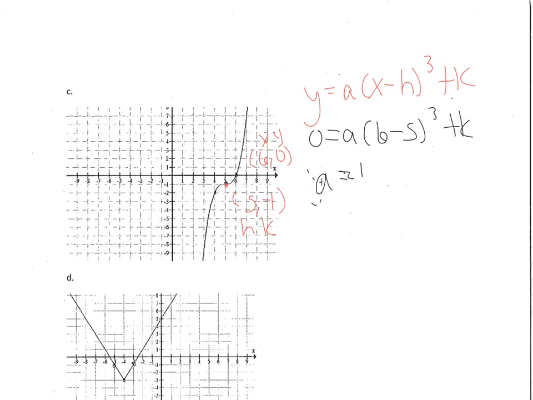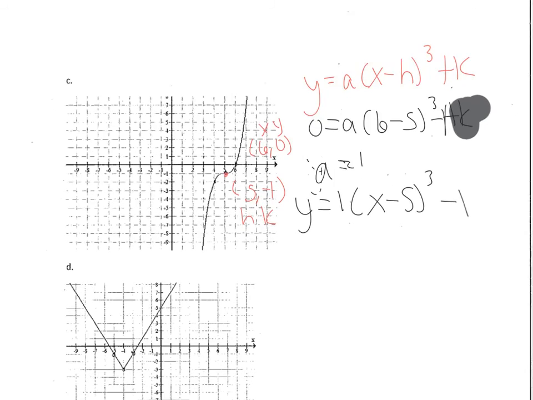So my actual equation is y equals 1 parentheses x minus 5 cubed, and I shouldn't have put k here. I should have put plus 0. No. Minus 1. So this will be minus 1. Okay, let's go on to the next one.